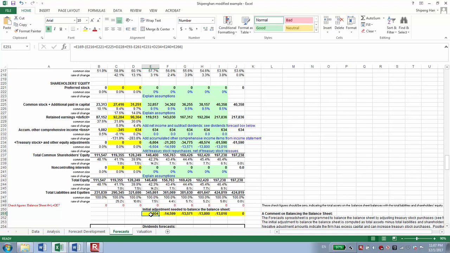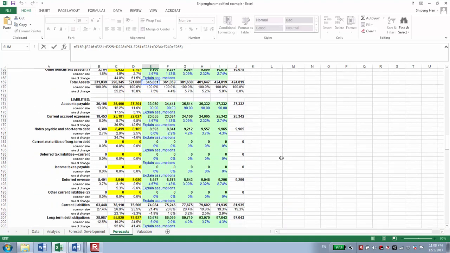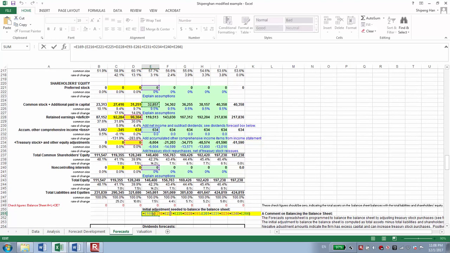This number is to calculate the difference between assets, the left-hand side of the accounting equation, and the liabilities and stockholders' equity on the right-hand side of the accounting equation. If I click, you can see the formula of this cell. So the E169 is total assets. Right. So it subtracts all the numbers on the right-hand side of the accounting equation. The first one is the total liability, E216.